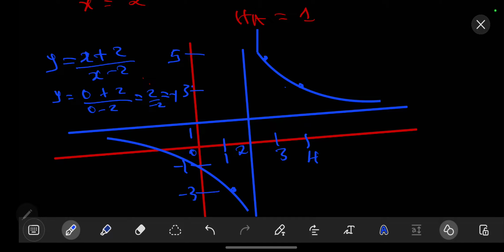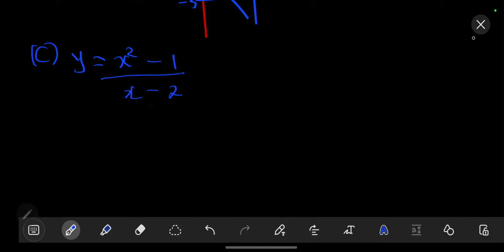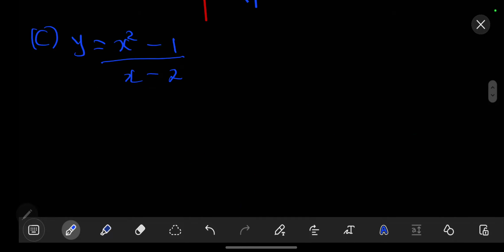Let's look at our third problem. So our C is x squared minus 1 over x minus 2. So how do we solve this one? For this one, if you look at the power of the numerator, it's 2. The power of the denominator, it's 1, meaning to say we have a slant asymptote. So let us first find the vertical asymptote by equating the denominator to 0. So we are going to have x equal to 2.